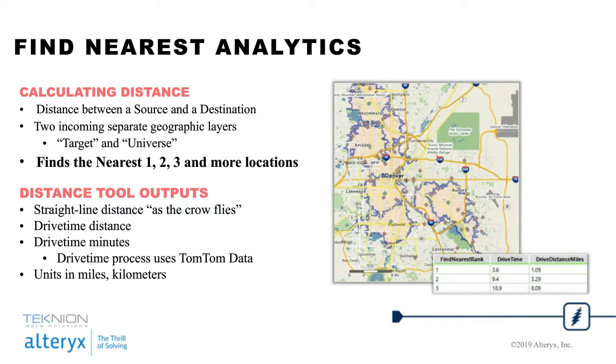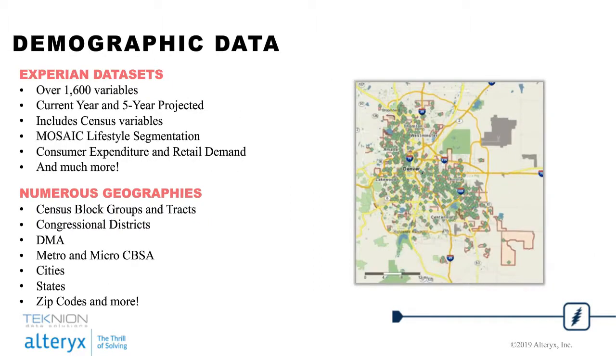And then we'll dive into demographic data. So in the interest of time, we can't really do a deep dive into the incredible data sets that are provided by EXPERIAN in Alteryx. But there are over 1,600 variables. These include current year basic variables and 5-year projected variables. They also include the census variables from 2010 and 2000. You also have the very cool Mosaic lifestyle segmentation data.